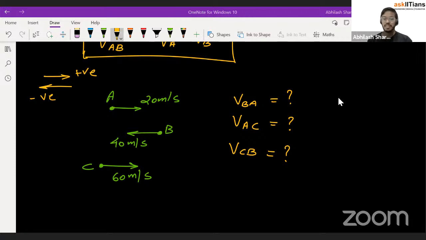So please recheck, calm down, be very careful while writing the formulas and subtracting. No, not correct.